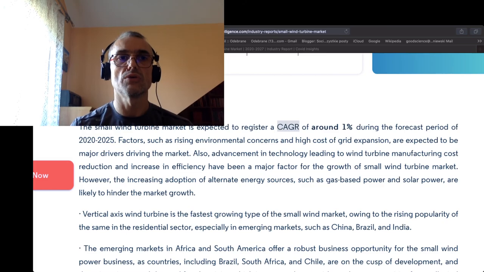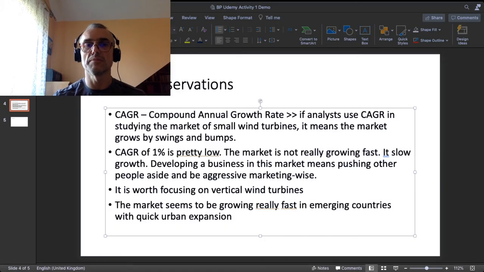Okay, so once again, let's see my notes. If analysts use CAGR in studying the market of small wind turbines, it means the market grows by swings and bumps. It is a pretty low CAGR. The market grows on average quite slowly. It is worth focusing on vertical wind turbines, and the market seems to be growing really fast in emerging countries with quick urban expansion.